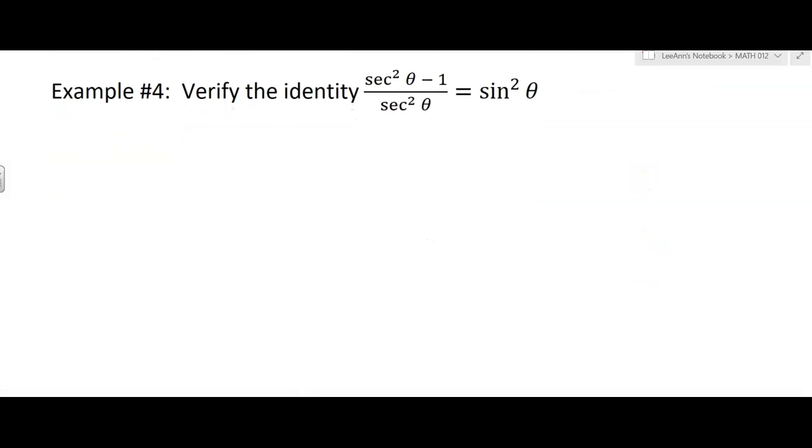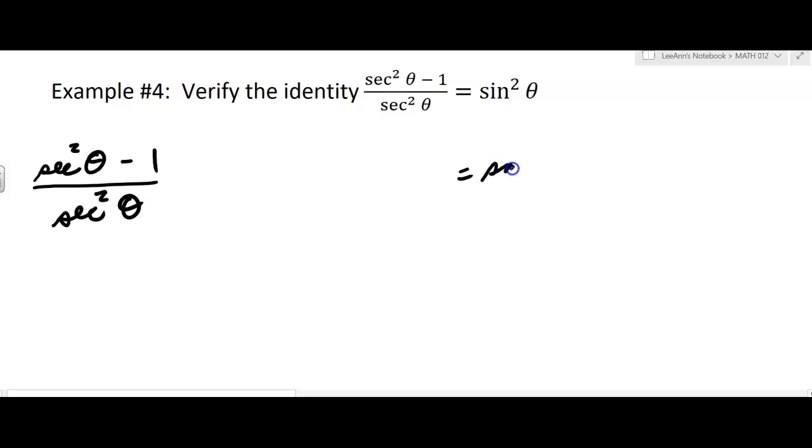Okay. So I have secant squared theta minus 1 over secant squared theta, and I'm still trying to get it to equal sine squared theta. So still want that. Sine squared theta. Okay, so another idea. I didn't do this on the last video, but I might have thought this way.